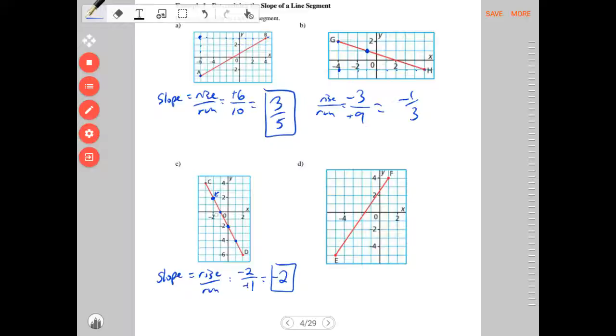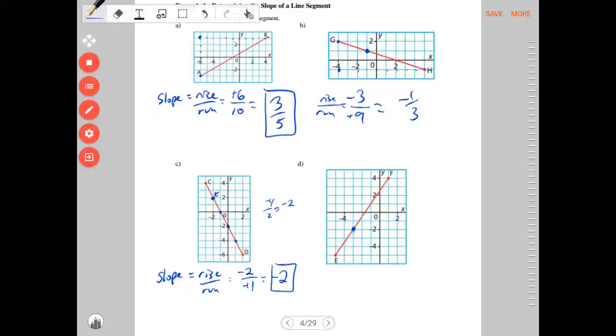If we go to the second dot, that's 1, 2, 3, so that's negative 4. And then the run is positive 1, 2. Oh, negative 4 over 2 is still negative 2. So it doesn't matter which points you use on a straight line like these, you will always get the same slope.